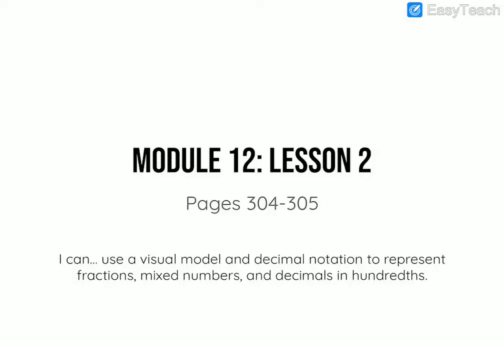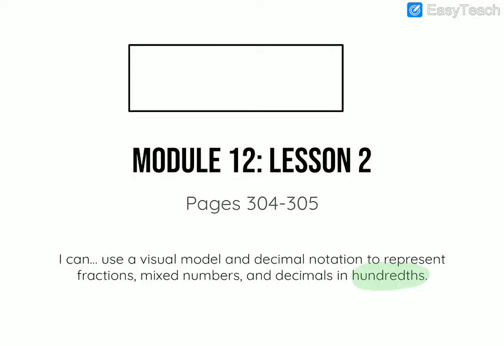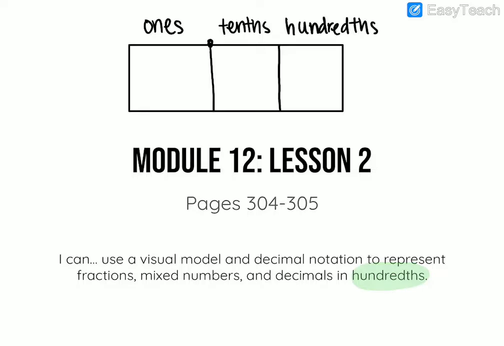Our I can statement reads, I can use a visual model and decimal notation to represent fractions, mixed numbers, and decimals in the hundredths. So in the previous lesson, we worked on this to the tenths place. We're going to extend even further to the right in our place value chart. In the last lesson, we worked on ones and tenths. Now we're going to also be looking at hundredths.